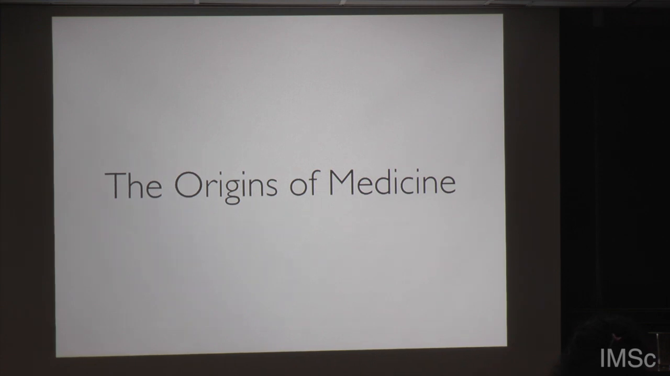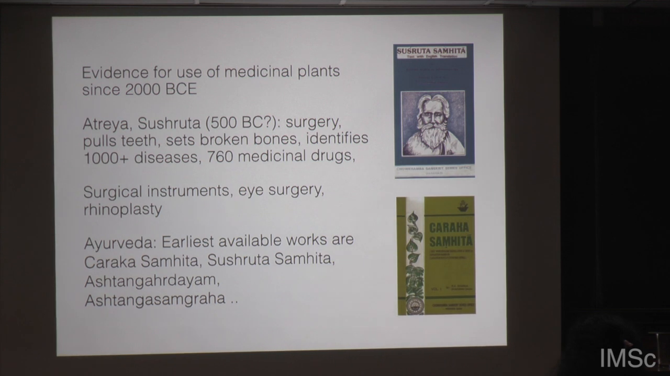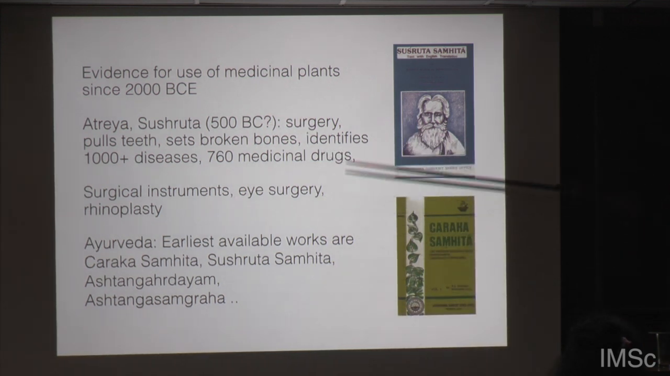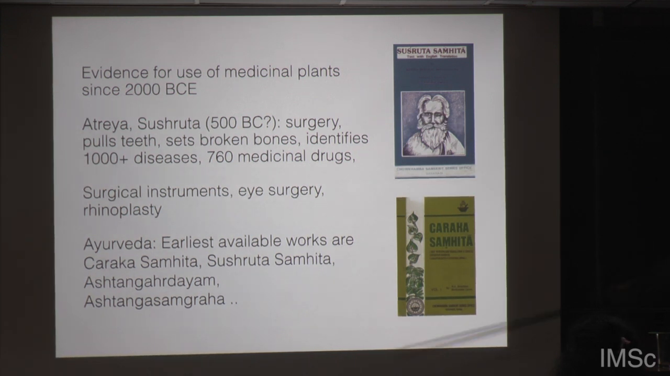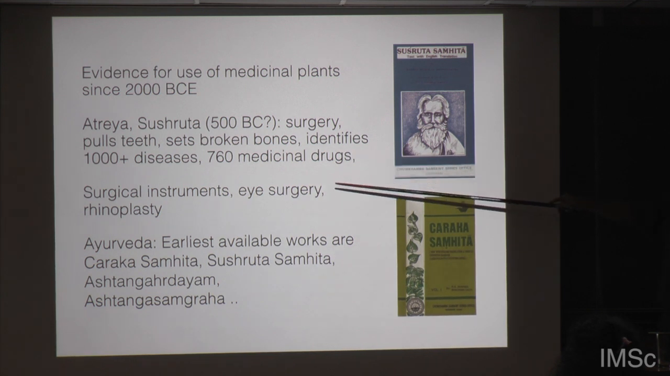And much of our progress in understanding how to deal with them has been in the last 200 to 300 years, but they have some precedent in what we knew about them even as much as 1,000, 2,000 years ago. So let's talk a little bit about where medicine came from. Of course, people have used medicinal plants since about 2,000 years ago, and Indians were very important in that. Sushruta did the first surgeries, learned how to pull teeth, set broken bones, identified more than 1,000 diseases, as well as a large number of medical drugs.